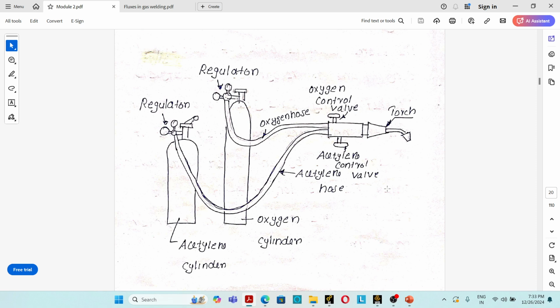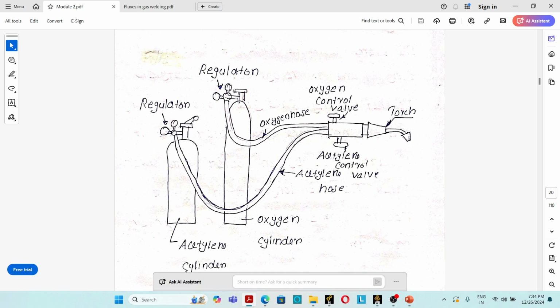Here, the oxyacetylene welding process consists of an oxygen cylinder and an acetylene cylinder. In the oxyacetylene welding process, the acetylene gas is burning in the presence of oxygen. That heat is used for welding the base metal to be joined. So the oxyacetylene gas welding process consists of an acetylene cylinder and an oxygen cylinder.